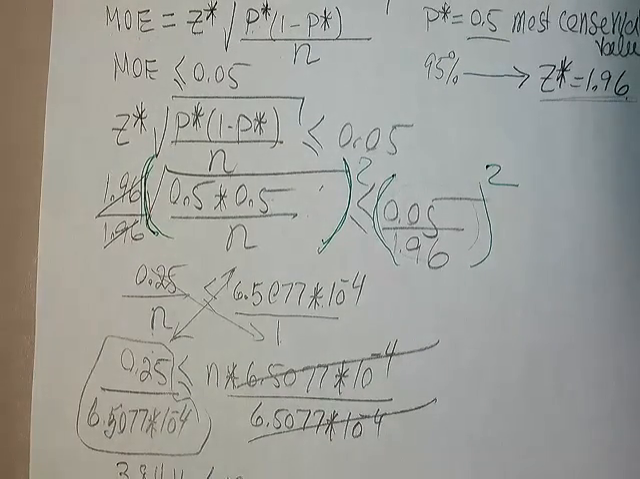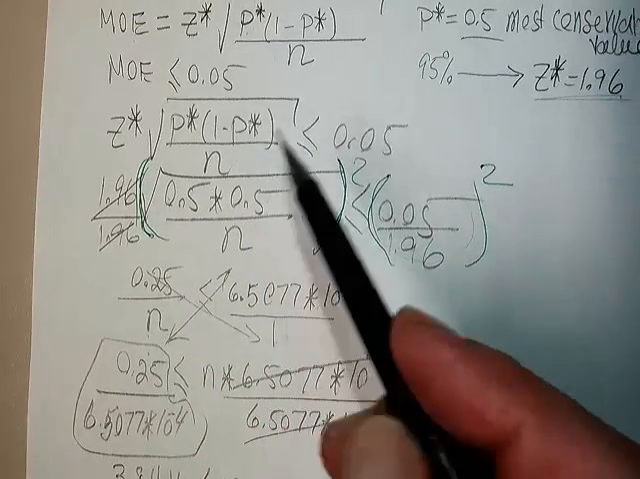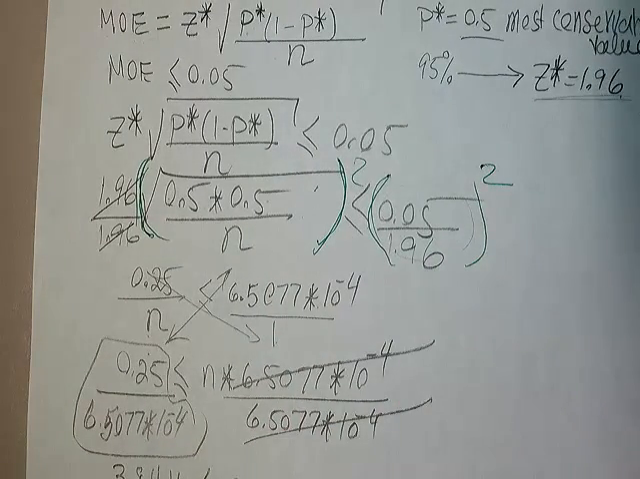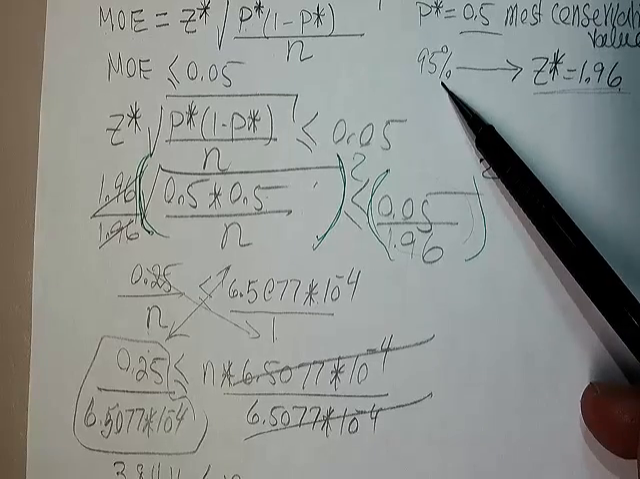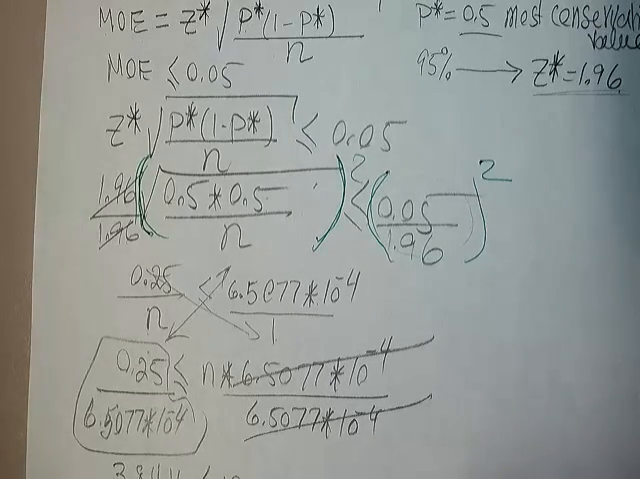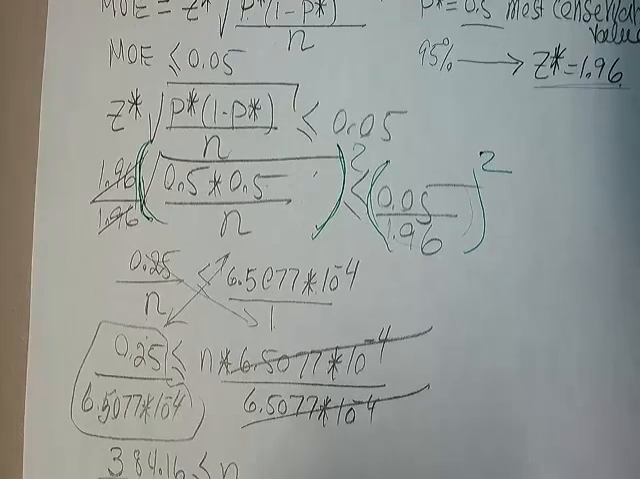If you put n equal to 385 and calculate all these things, provided that the most conservative value for p hat, which is p star, is 0.5 with a confidence interval of 95%, you get this kind of error with the n of 385. Okay?